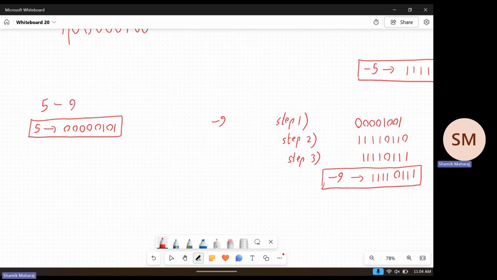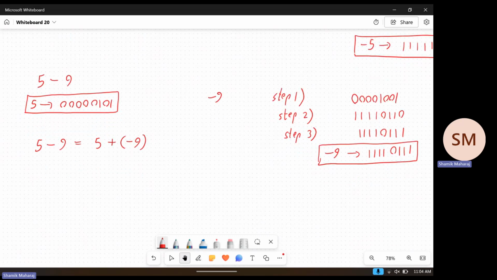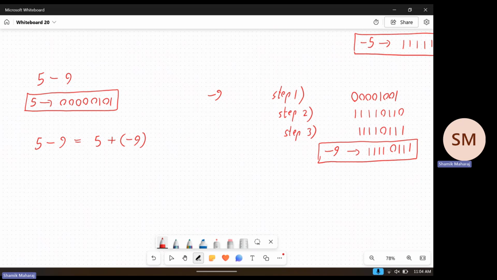So now we can work out 5 minus 9. I'll write it as 5 minus 9 is equal to 5 plus minus 9, just to make clear what we're doing. So we can just add these two numbers together. We can add the 5 to the negative 9. So the 5 is 1, 0, 1. And the minus 9, we just worked it out. 4 ones, 0, 1, 1, 1.